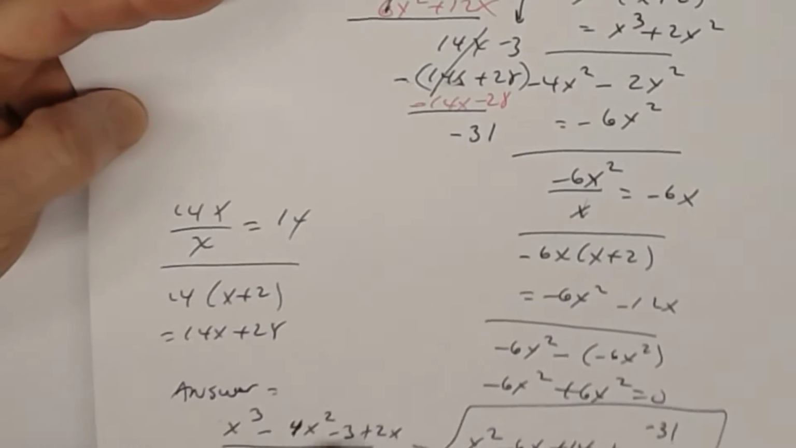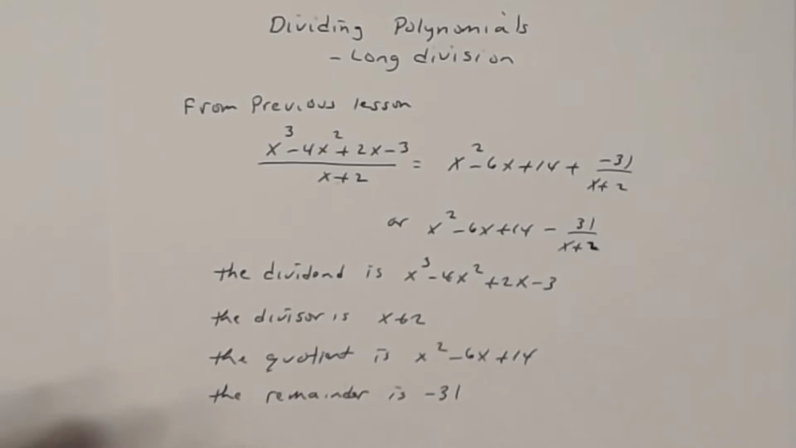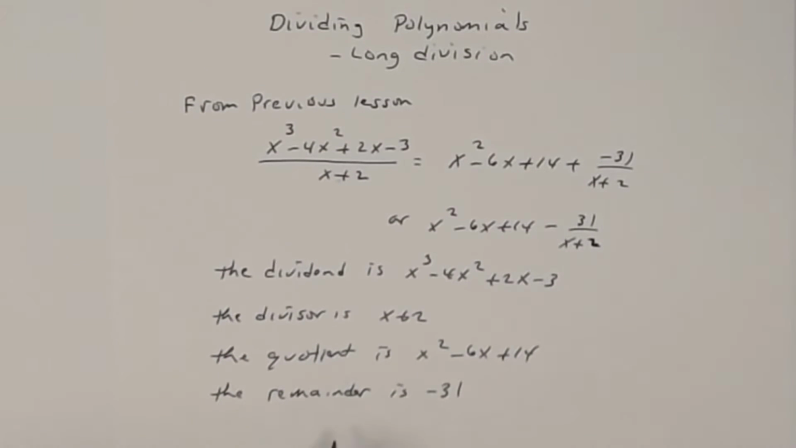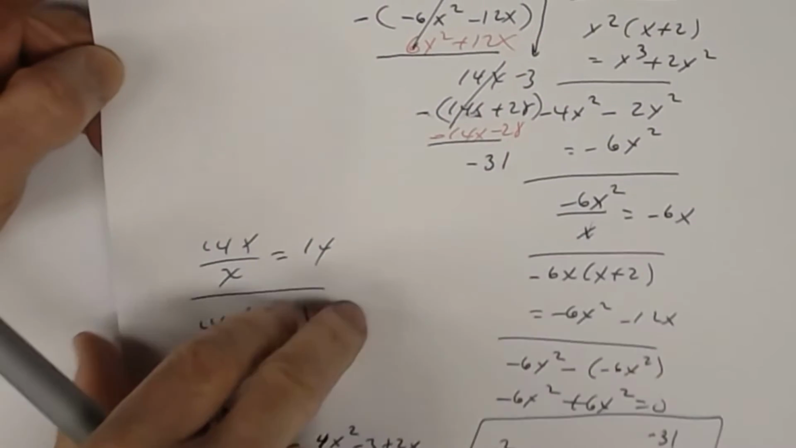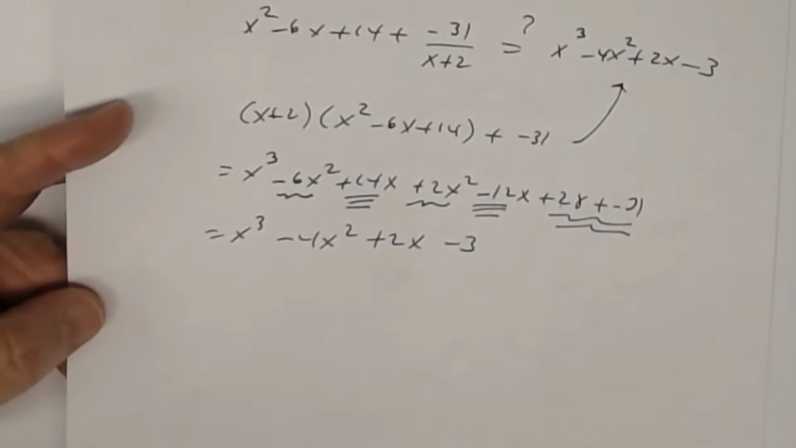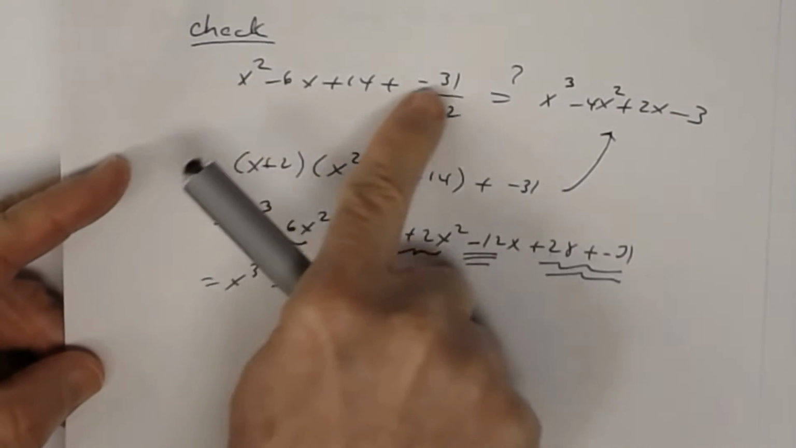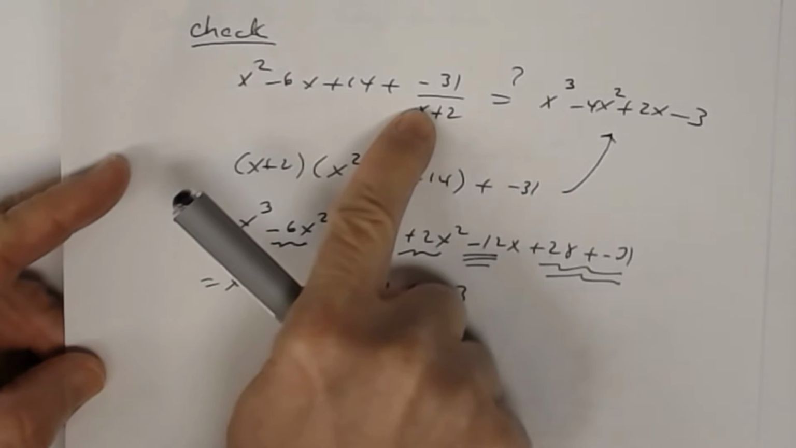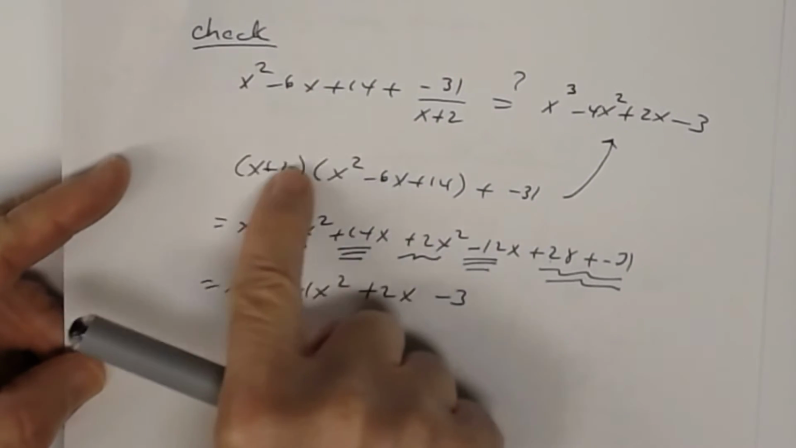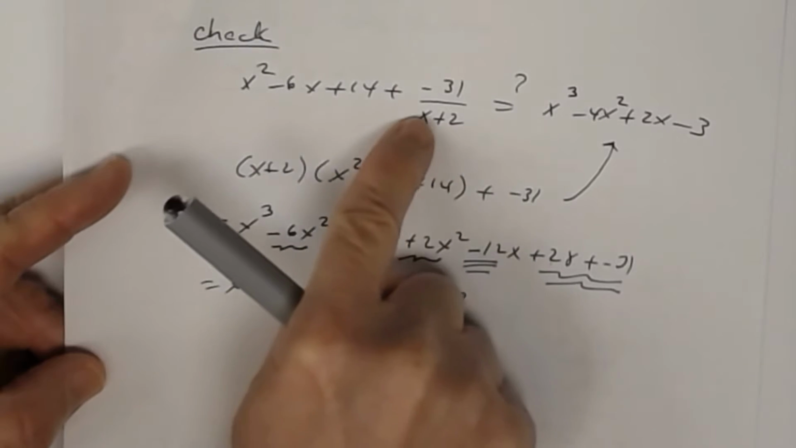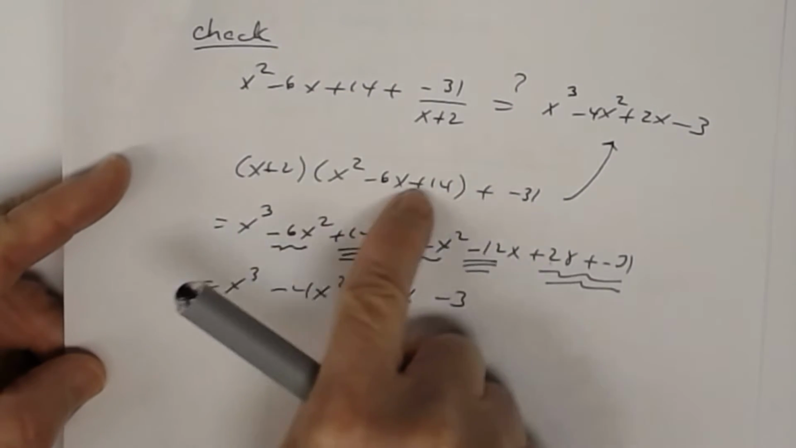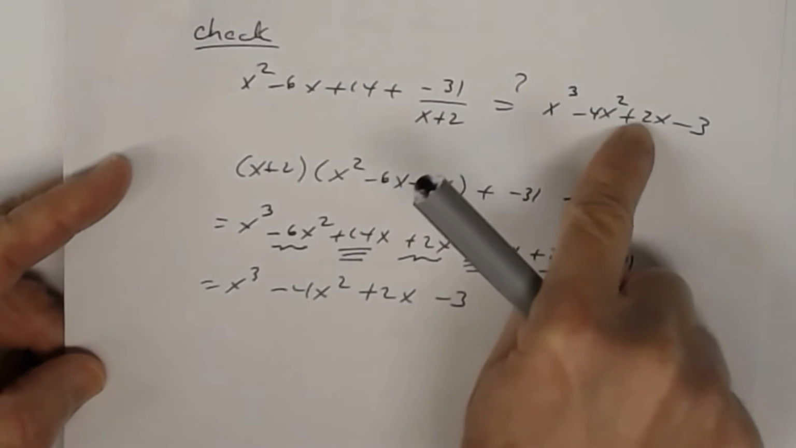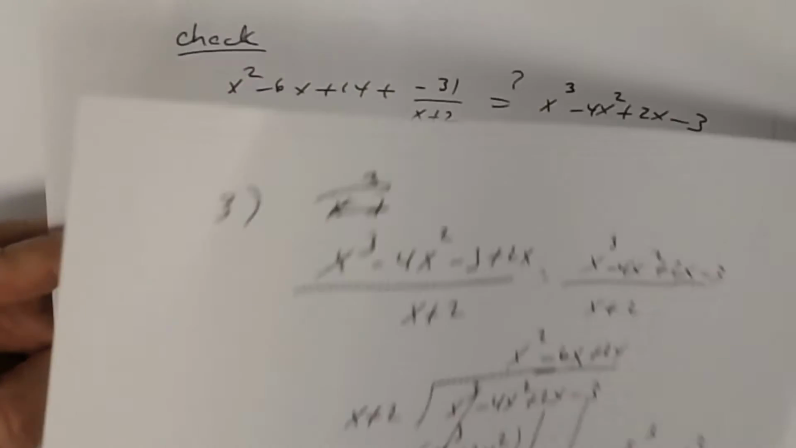Before we do that, let me remind you about the way we check this. When you go back and check the answer, remember this was your answer. You took your divisor and multiplied it by the quotient. The divisor multiplied by the quotient, so this times this, plus the remainder, has to give us the dividend. I just want to remind you about that as well.